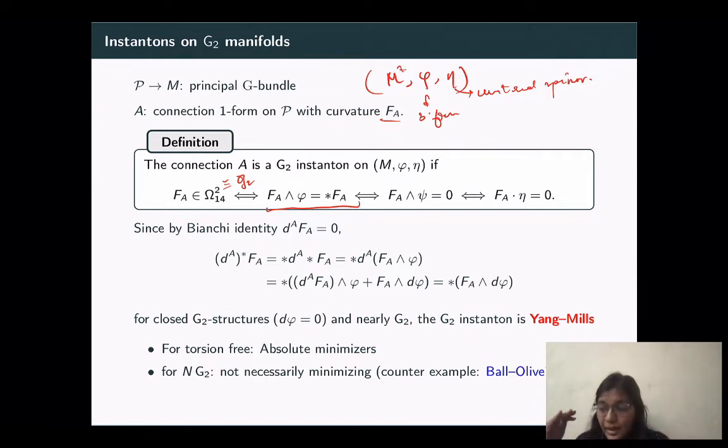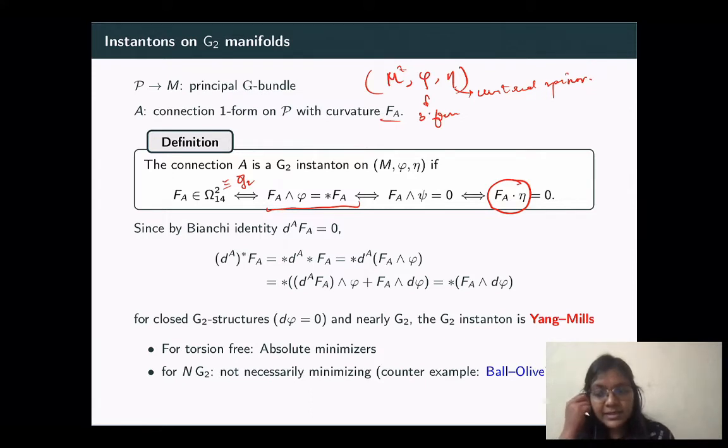This definition we can see right away by using the fact that F_A is in the Lie algebra of G2 in some sense, because eta, as we know, is the G2 structure and is preserved by the action of the Lie group G2. The action of the Lie algebra of G2 on eta is the infinitesimal action, and since eta is preserved by the Lie group G2, it will be annihilated by the Lie algebra of G2, and that's why we get that F_A dot eta has to be 0. So these are some equivalent definitions of a G2 instanton.